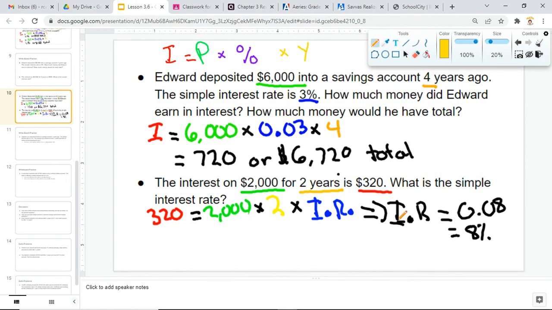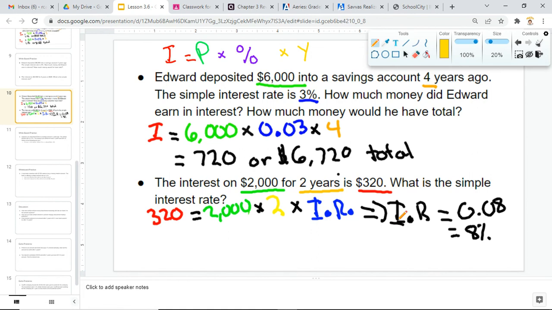So in this problem, Edward's interest, we do not know. However, we do know that he had a deposit of $6,000. So I have $6,000 here. We know the simple interest rate is 3%, or 0.03. And you know he did this 4 years ago. So my years is 4. So I have to do 6,000 times 0.03 times 4. So I get $720. Now when I add that to my principal, I will get $6,720. So right now he has $6,720 in his bank account.